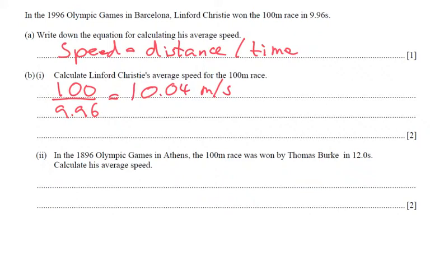In the 1896 Olympic Games in Athens, the 100 meter race was won by Thomas Burke in 12 seconds. Calculate his average speed. So we're going to do 100 divided by 12. So 100 divided by 12, we get a speed of 8.33 meters per second.